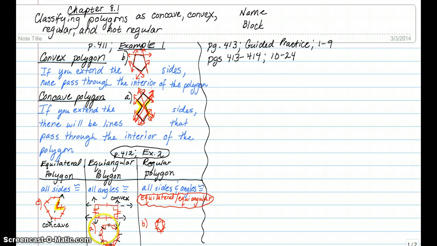And the same holds true, I'm not going to do it on this one, but if you extended any of these sides on this octagon for A, you would see that none of them would go through the inside, so this is also convex.